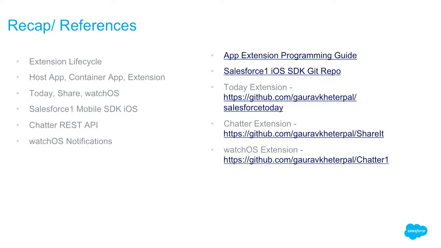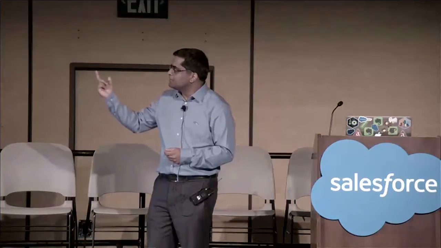some of the key concepts which are important if you want to develop extensions. Be mindful of the extension lifecycle, when your extension gets triggered, when it terminates. How it interacts with the host app, container app. We learned some examples about today extensions, sharing extensions, watchOS extensions. If you have not used the Salesforce One Mobile SDK, I highly recommend you check out the GitHub repository. The Salesforce One iOS SDK GitHub repository.